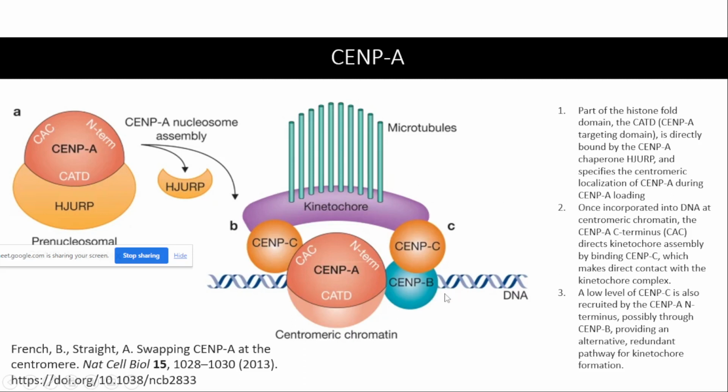Another important domain of CENP-E is the N-terminal domain. It has been found that this N-terminal domain can also recruit CENP-C to the centromere, but it needs the interaction of CENP-E. Only in the presence of CENP-E can it recruit CENP-C to the centromere, and the role is the same: to act as a landing platform for the kinetochore, so that kinetochore assembly can occur in the centromere.